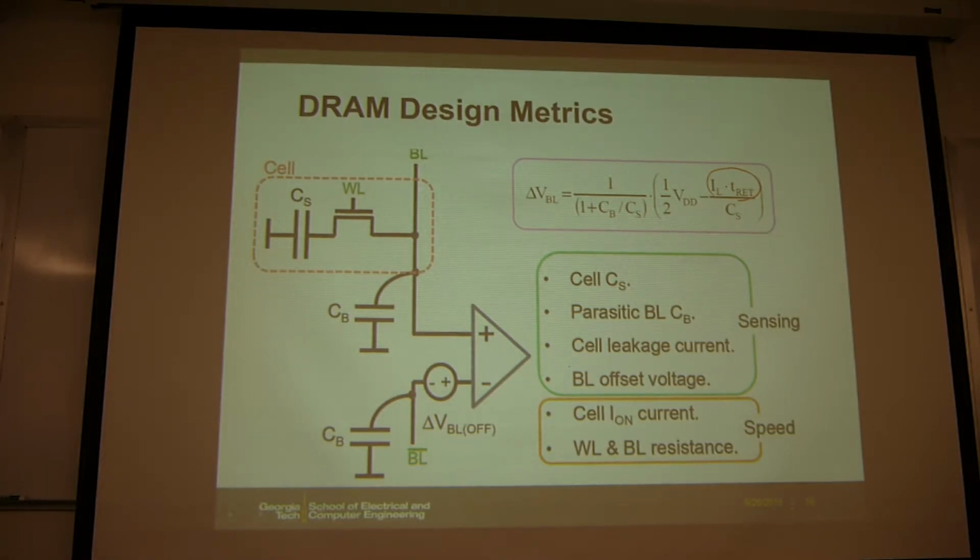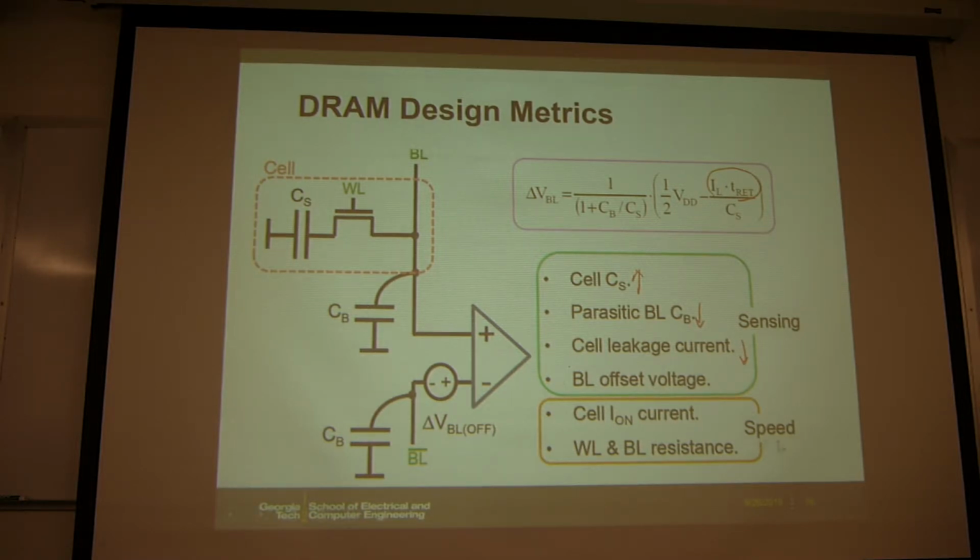So then, if you want to maintain the large sense margin, of course, then you want larger CS, smaller CB. And then you want to minimize the cell current. And then the process variation induced offset should be as small as possible, but it is very hard to control the process. So those will affect the delta V.